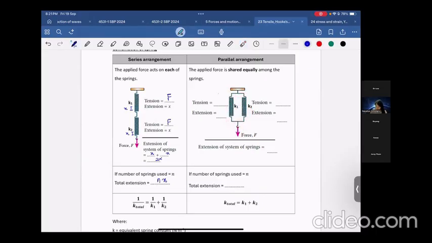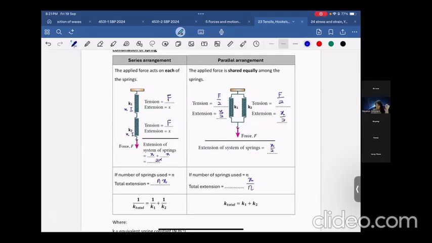So here, the tension is force divided by 2. Of course, your force becomes half of it, so you won't fully extend. You will extend x over 2. Overall, in my system, I only extend x over 2. I don't need to add it up. If there is another spring here, the extension can be shared out by the springs, so the total extension can be reduced.